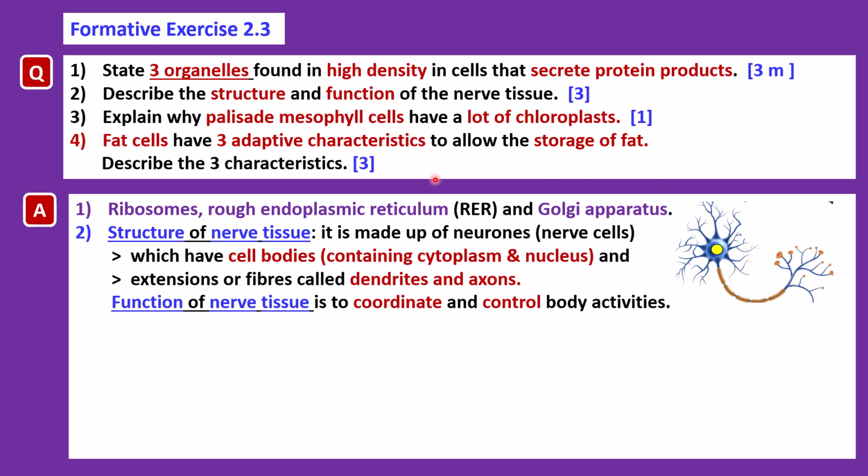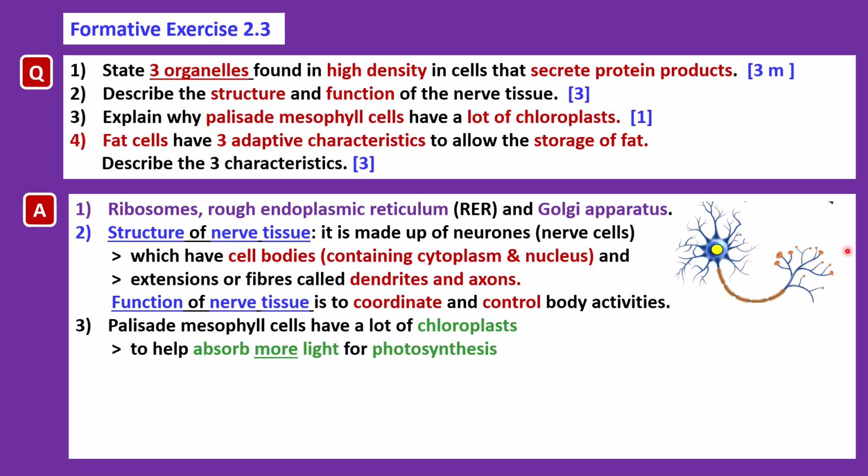Then we come to the function. The first part is about the structure, now the function. The function of the nerve tissue is to coordinate and control body activities. Next, explain why palisade mesophyll cells have a lot of chloroplasts. So palisade mesophyll cells have a lot of chloroplasts, which contain chlorophyll to help absorb more light for photosynthesis. Through the green pigment called chlorophyll in the chloroplasts, this is in order to produce more organic food substances for the plant.